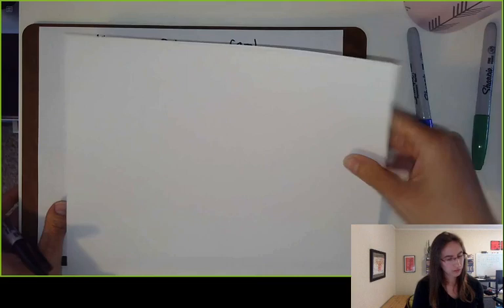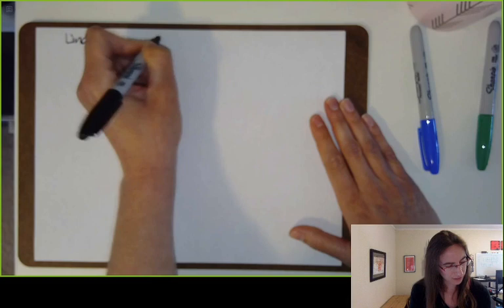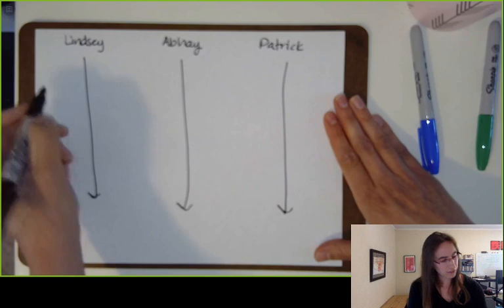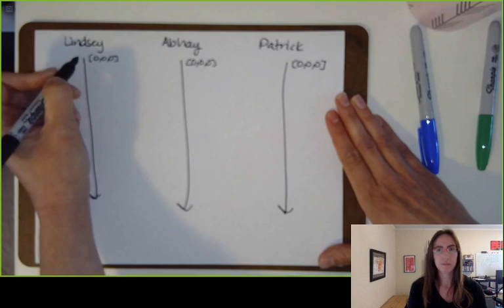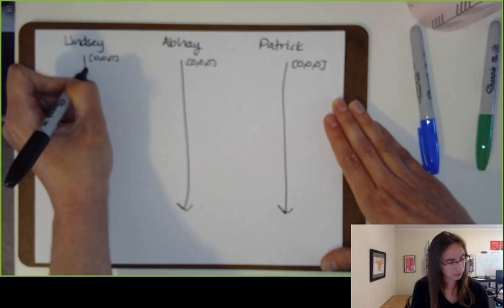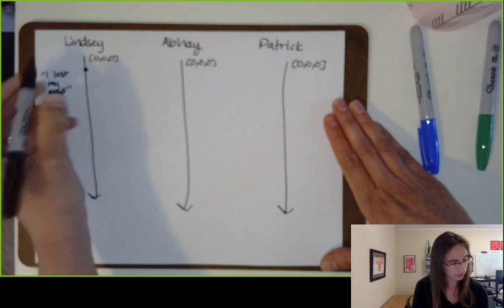So let's say that we have Lindsay, Abhay, and Patrick. I'm really bad about keeping track of my belongings, and I lose them all the time. So let's say that I lost my phone. Actually, let's say that I lost my keys. Because if I lost my phone, I wouldn't have a way to send a text to Abhay and Patrick. Let's say that I lost my keys. So I send a message to them. I lost my keys. And let's say that it goes like this.